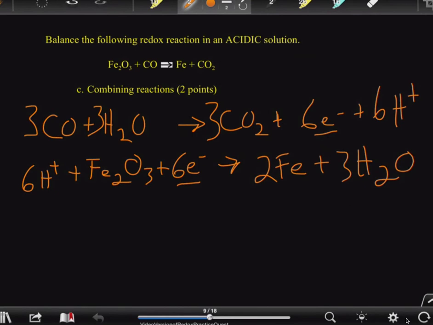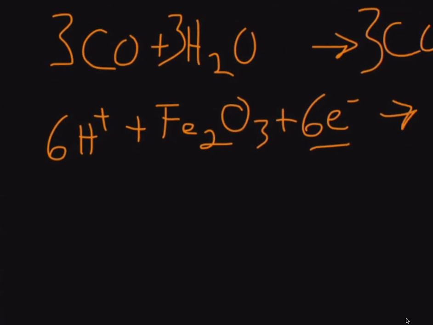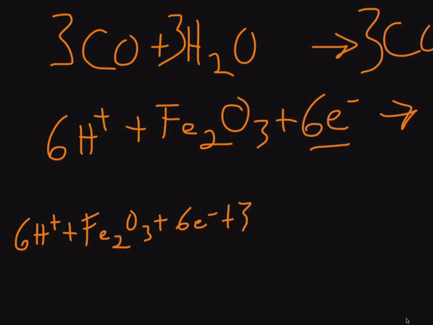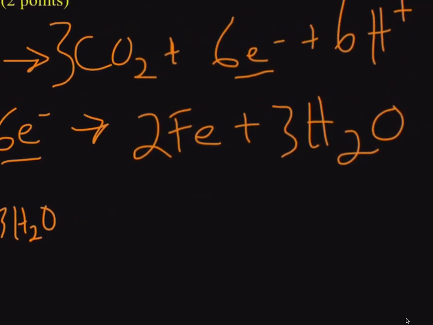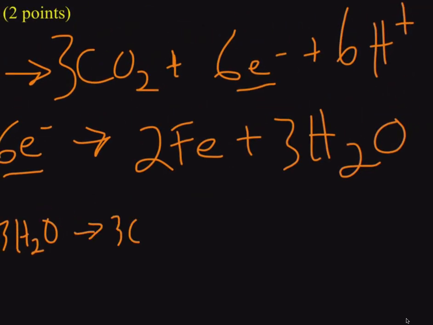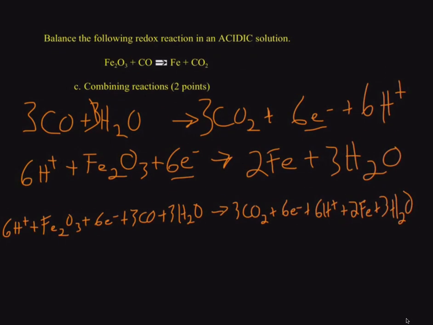So now we're going to add the two halves together. And so we're going to end up with, on the left, 6 hydrogen plus Fe2O3 plus 6 e- plus 3CO plus 3H2O. And then on the other half, we have 3 CO2 plus 6 electrons plus 6 hydrogens plus 2 irons plus 3 water molecules. So there's the combined reaction.